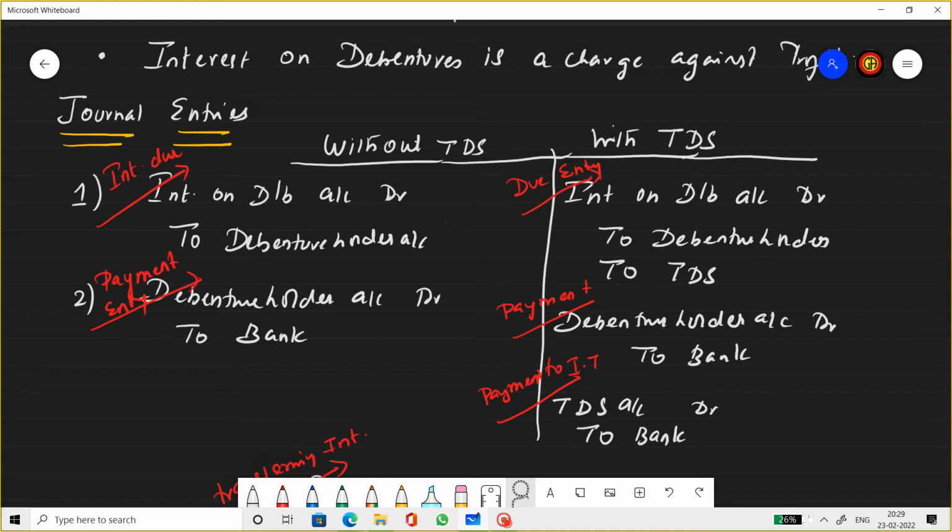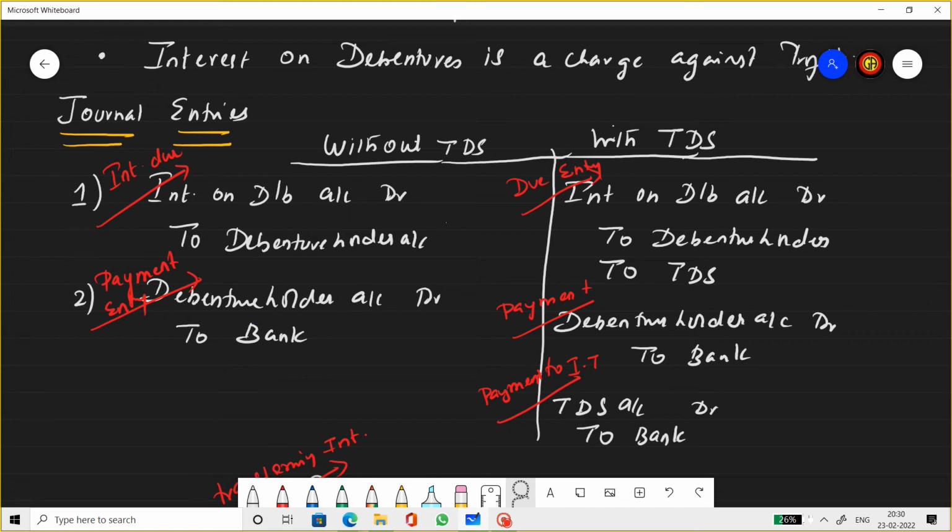Without TDS, the journal entry is interest on debentures account debit to debenture holder. You can either write interest on debentures or debenture interest. This is the interest due entry passed by the company at the time of providing interest. Then debenture holder to bank. This is the payment entry. As you can see, bank is credited here. So debenture holder to bank is the payment entry made by the company.